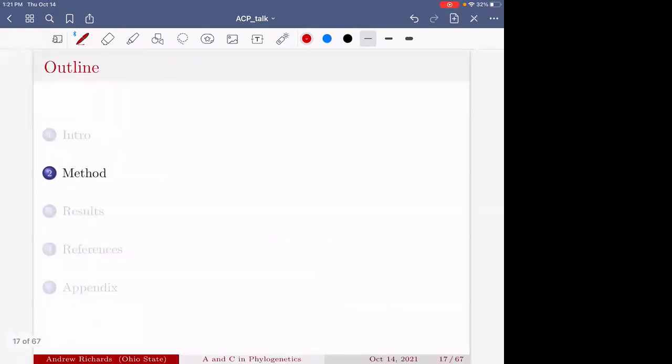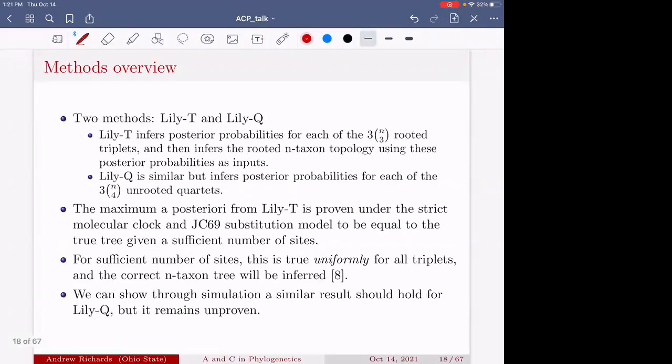All right. So now a larger overview of our method. We have 2 different methods called LILY-T and LILY-Q. The T and the Q stand for triplets and quartets. So what LILY-T does is it infers posterior probabilities for each of the rooted triplets, of which there are 3 times n choose 3. And then it infers the rooted n-taxon topology using an assembly method that takes those posterior probabilities as inputs. LILY-Q is similar, except it infers posterior probabilities for each of the n choose 4 times 3 unrooted quartets.